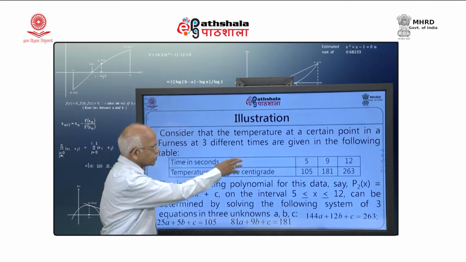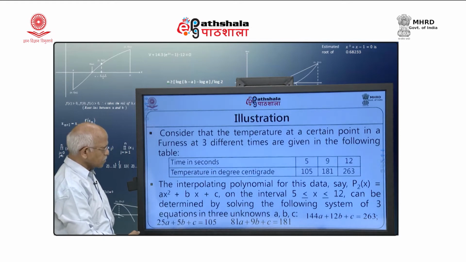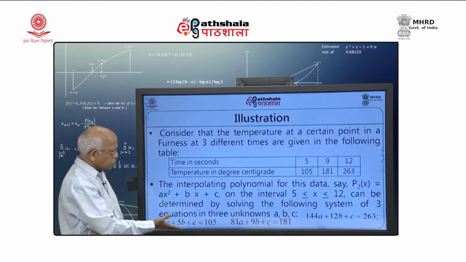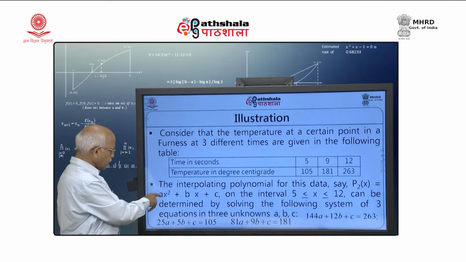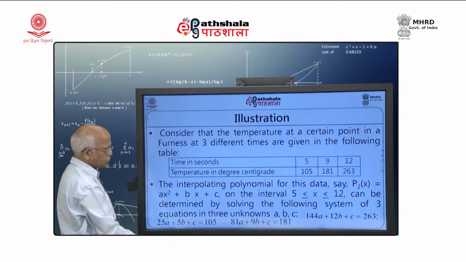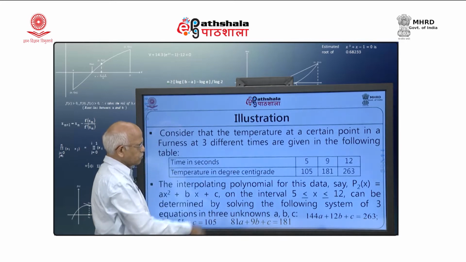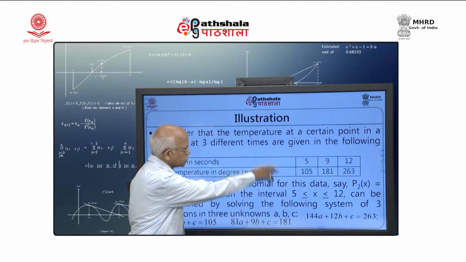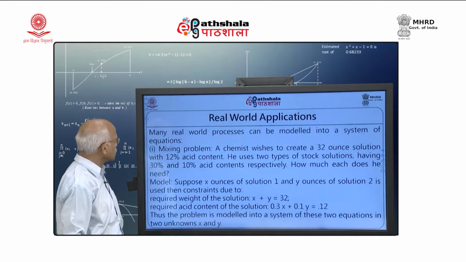We are taking this on the interval 5 to 12, because 5 is the least observation time and 12 is the largest time at which an observation is made. It can be determined by solving the following system of 3 equations. What I am trying to do is put t equal to 5, or x equal to 5, in this equation to get the first equation. So, 25a plus 5b plus c equals 105, where 105 comes from the table. Then I put 9: 81a plus 9b plus c equals 181, where 181 comes from the table. The third is 144a plus 12b plus c equals 263, and that 263 comes from the table. So, again it becomes solving a system of equations like this.